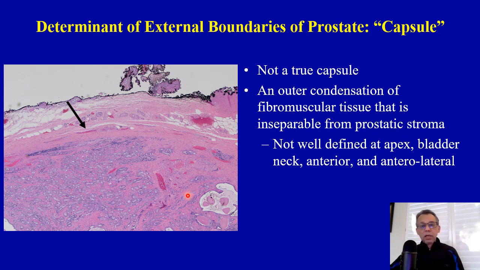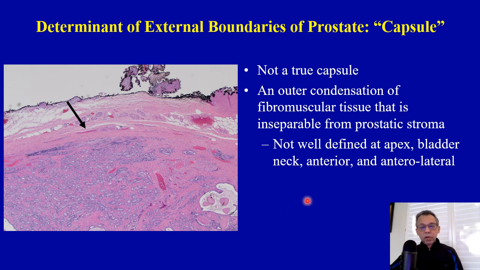So in reality, the prostate does not have a true capsule. We refer to the capsule as an outer condensation of fibromuscular tissue that is inseparable from prostatic stroma. So here is a plane of this fibrous tissue that you can see here that separates the prostate from the extraprostatic tissue. It is essentially a fibrous condensation.